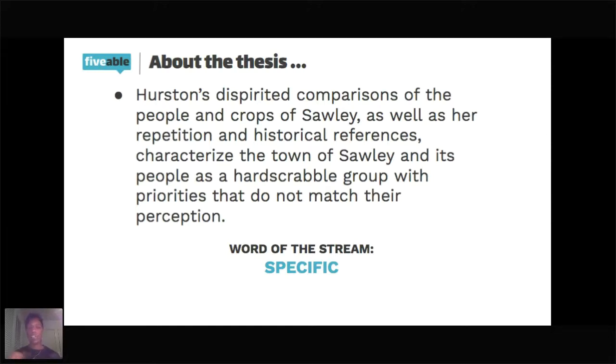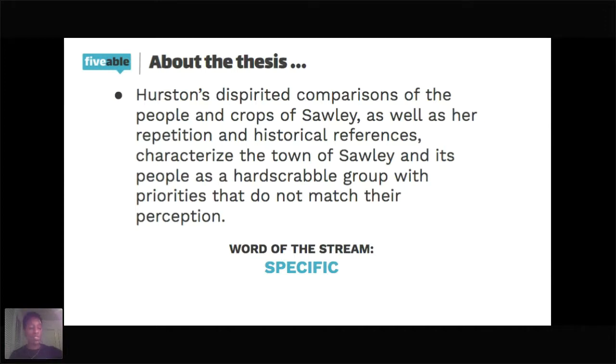And notice that there is no evidence in there. I said repetition and historical references that aren't allusions, because she doesn't allude, she describes. But to make sure that I know that, I put an adjective in there. And I think that's one of the things that's going to push your thesis. If I had just said she uses techniques to characterize them, then I'm not saying anything at all.